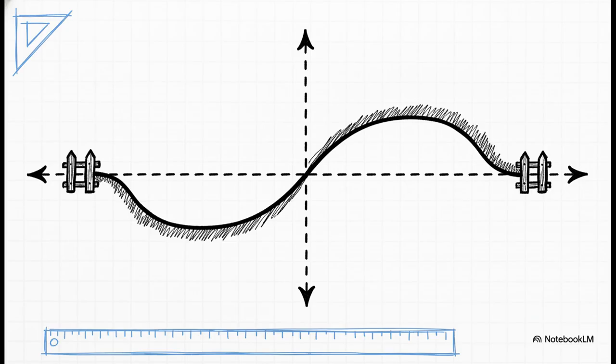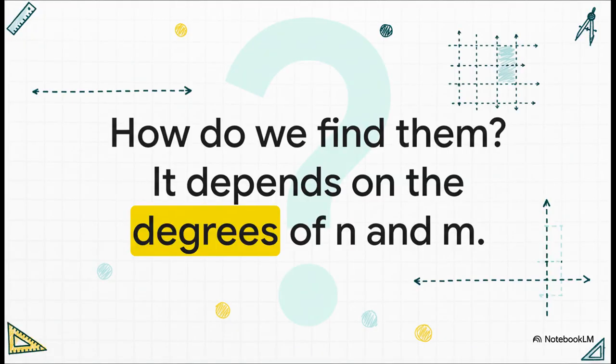Now, here's a key difference. While a graph will never cross a vertical asymptote, it can sometimes cross a horizontal one. The main job of the horizontal asymptote is just to tell us where the graph is going to level off as x gets incredibly big or incredibly small. So, how do we find these fences? Turns out, it's just a simple comparison game. All you have to do is look at the degrees of the polynomials, the highest exponent you can find.